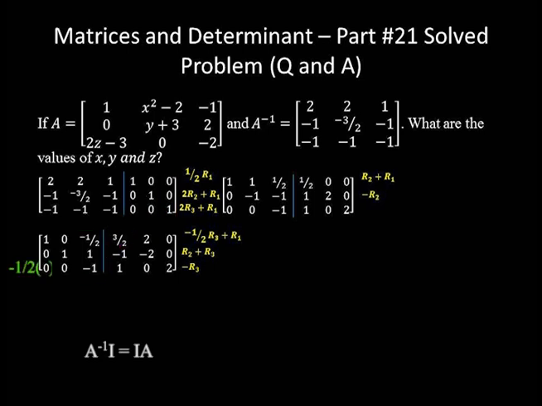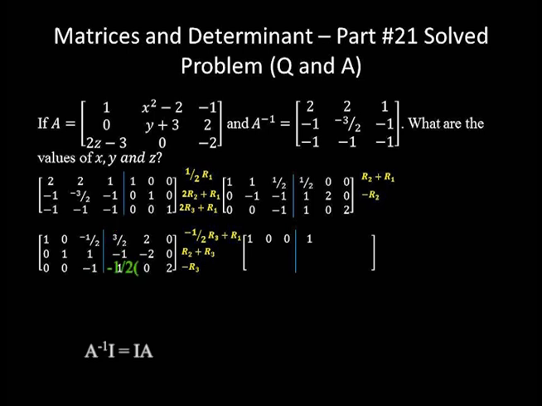Negative 1 over 2 times 0 is 0. 0 plus 1 equal to 1. Negative 1 over 2 times 0 is again 0. 0 plus 0 gives us 0. Negative 1 over 2 times negative 1 gives us positive 1 over 2. Positive 1 over 2 plus negative 1 over 2 equal to 0. Negative 1 over 2 times 1 is negative 1 over 2. Negative 1 over 2 plus 3 over 2 is 2 over 2, which is equal to 1.